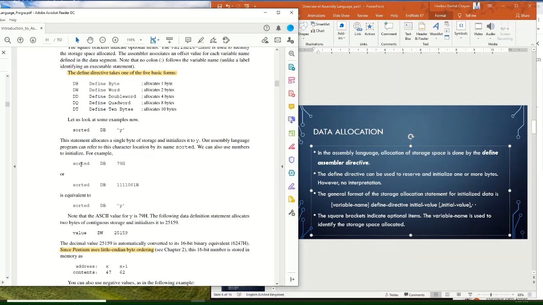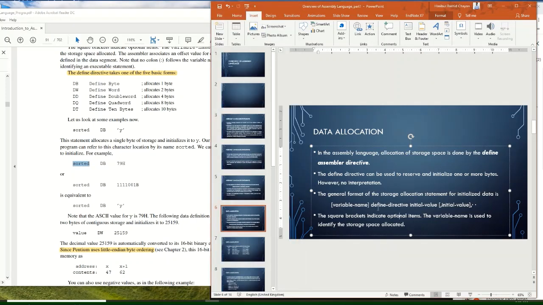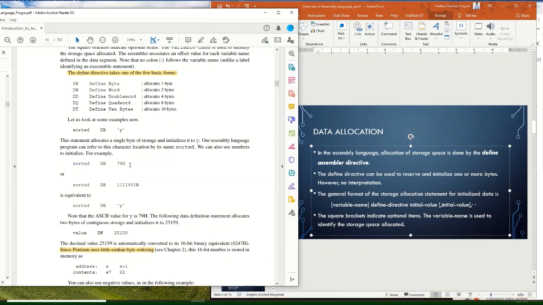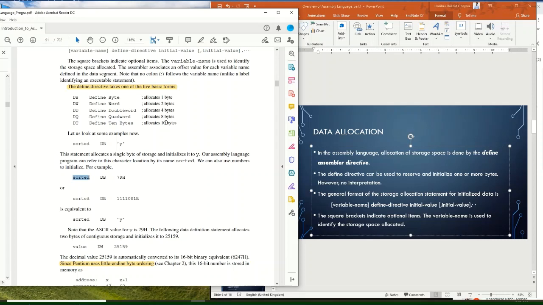First one is actually our variable name. Although they said this is optional, in this case we need this variable. That's why we write it. Okay, don't think that we don't need to write this; in this case we need to write it. So this is the variable name. After that, we have define directives. By the way, we know that already there are 5 types of define directives: db, dw, dd, dq, and dt. And we know that d means define, and the other letters mean byte, word, double word, quad word, and 10 bytes. So that is our 5 different types of define directives. Make sure you remember this one.